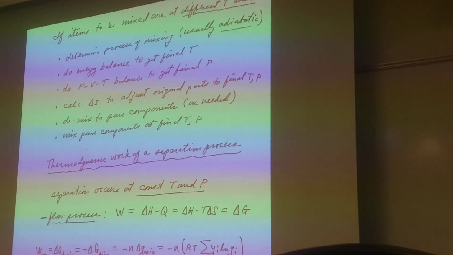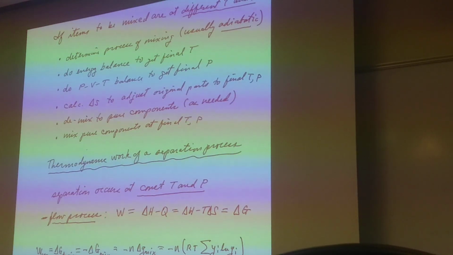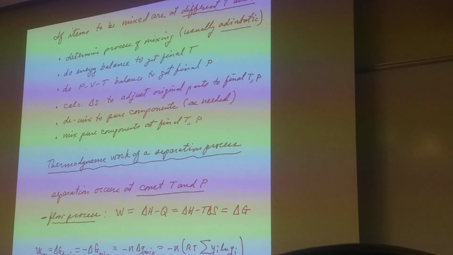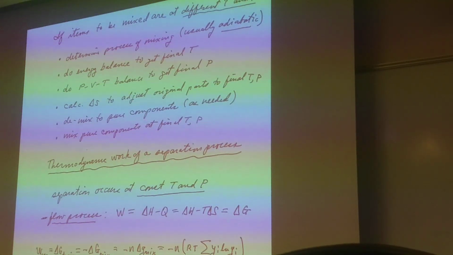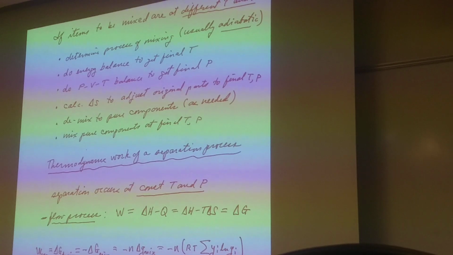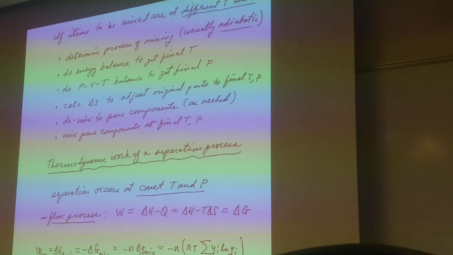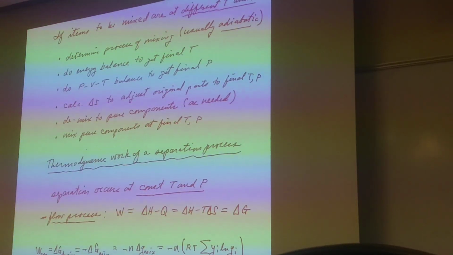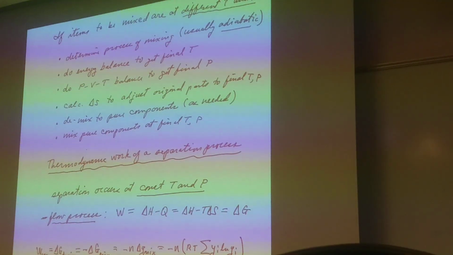What you need to do here before you get started with the calculations is to completely describe the final system that you've got. And if we determine then the final temperature, then we do a PVT balance to get the final pressure. We're dealing with ideal gases, so that turns out usually to be pretty easy. Then we can calculate delta S to adjust the original parts to the final temperature and pressure, and then we're off and running just like we had before. Now we've got everything at that final temperature and pressure, so we idealize the mixing process as occurring at that constant temperature and pressure. Everyone got it?